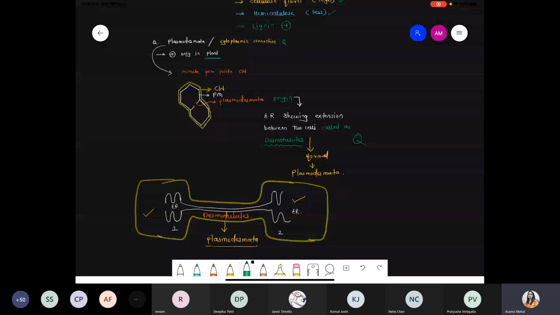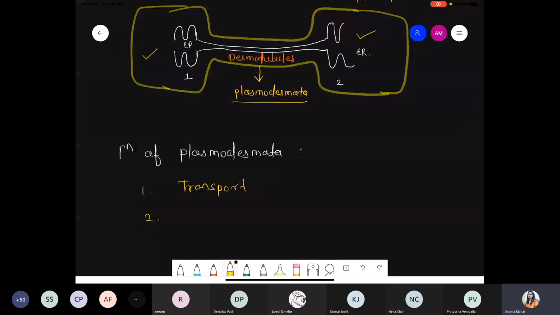Okay, chalo. I'm giving the functions. So we are talking about the function of the plasmodesmata. Number one function, basically they show transport from one cell to another cell. Another one, they are also responsible for exchange of chemicals between two cells.